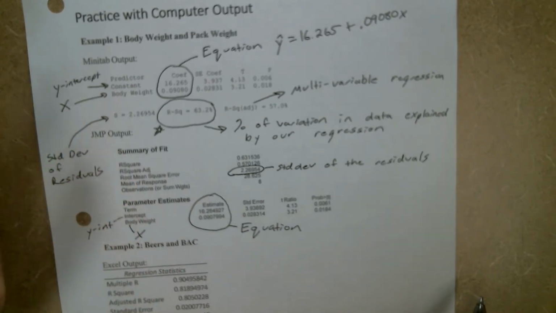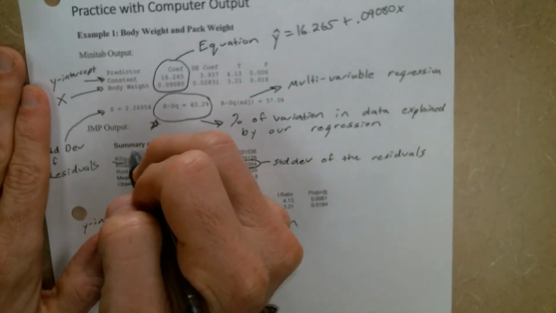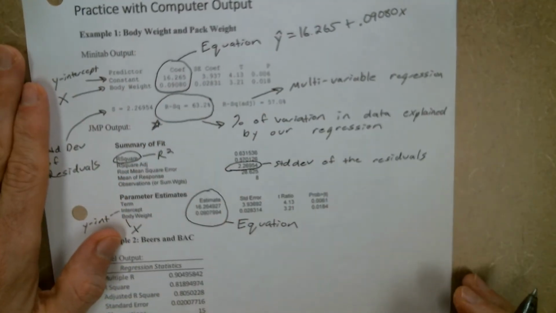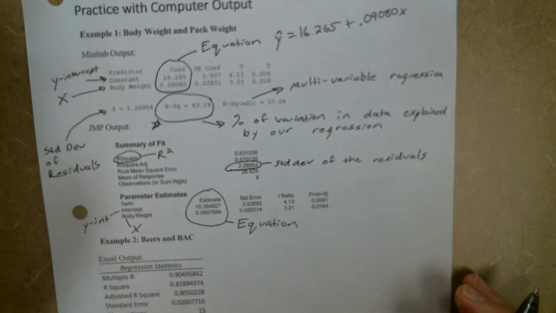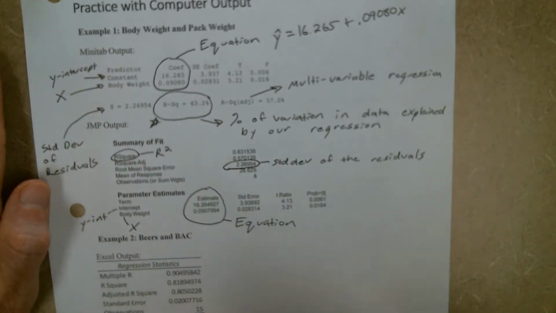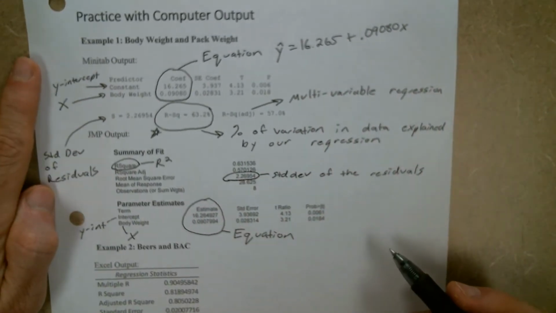R squared versus R squared adjusted. I know that the R squared is the one that I want to use. All right. So again, it's important that you're able to look at these and say, this is the one that I want versus not the one that I want, and so on and so forth. Now, notice that neither of these give us the correlation.